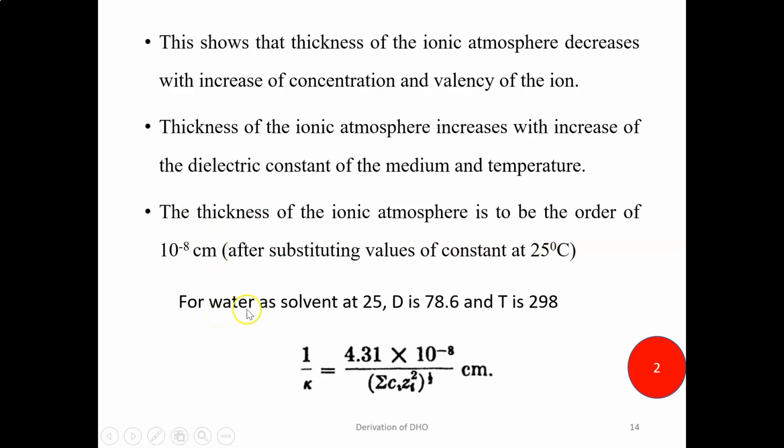So for water, we calculated the ionic atmosphere at 25 degrees Celsius, that is 298 Kelvin, to be 1 by kappa is equal to 4.31 into 10 raised to minus 8 divided by (sigma Ci Zi square) the whole raised to 1 by 2 centimeter. So in water, this would be the particular value. If you are taking some electrolytes, you can find the exact value for the ionic atmosphere that can occur in that particular solution.